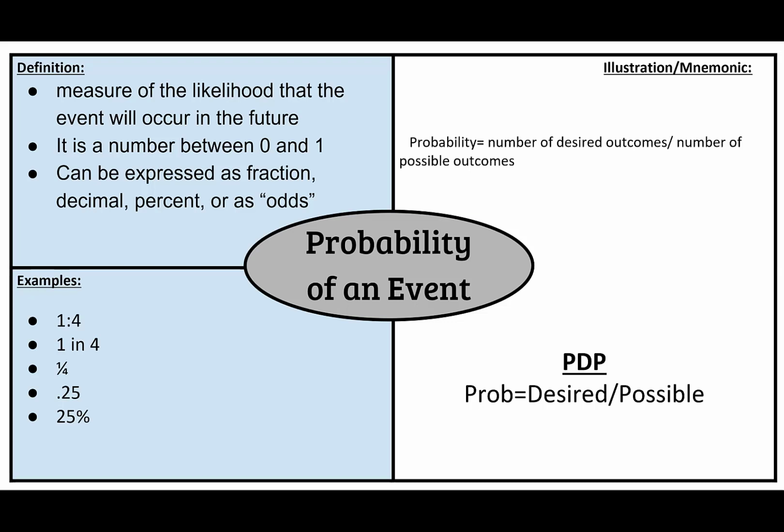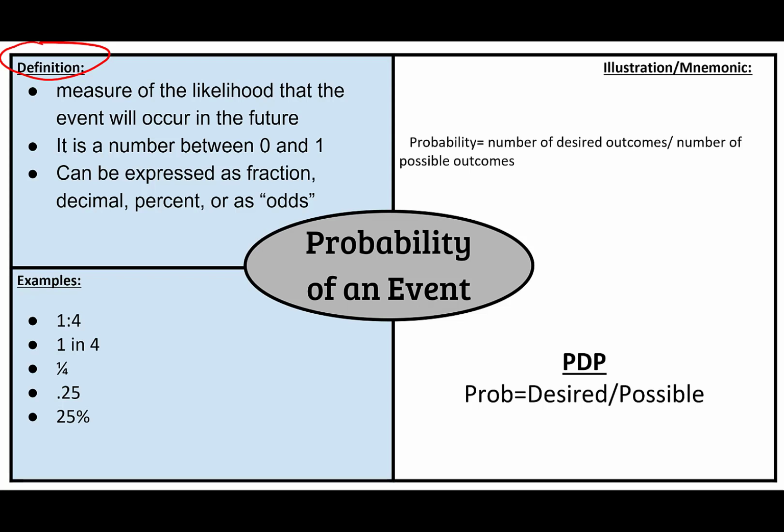Today we're talking about probability, specifically the probability of an event occurring. If we jump right into it, the definition of probability of an event is the measure of the likelihood that the event will occur in the future, right?